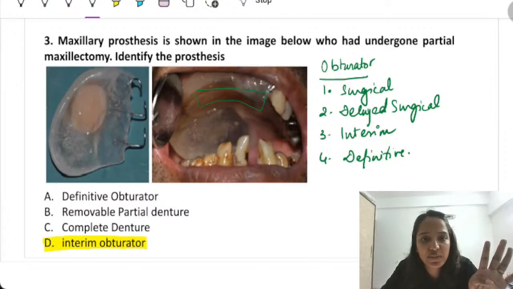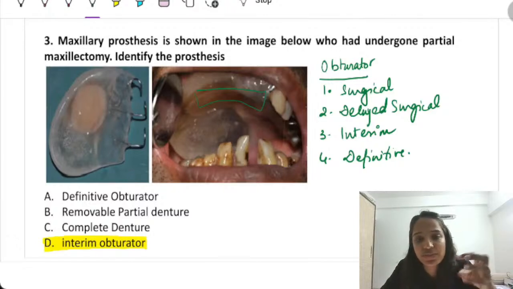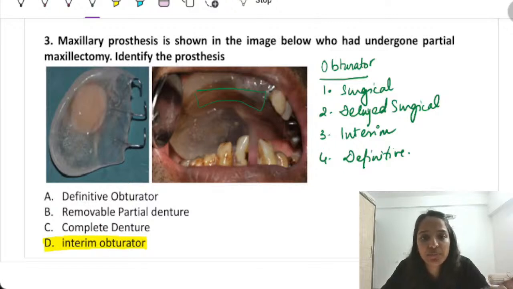So these are your four kinds of obturator. What you see in the image over here is an interim obturator. Now, you may ask why it is not a surgical obturator, and if surgical obturator was in the options, how would I figure out? First and foremost, no examiner would on purpose make such controversial questions where surgical and interim obturators, which look the same, are both in the options. But if someone actually wants to trouble you, then I'll suggest how you see.